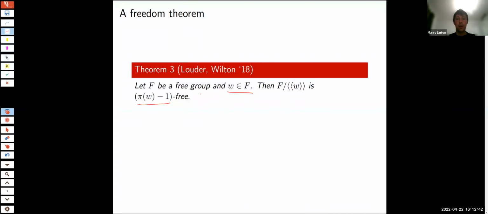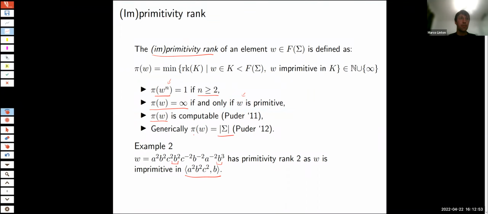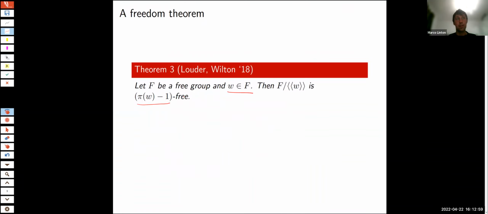So this echoes a little bit the Magnus Freiheitssatz. And in fact, while it's not really a strict generalization, if you have full primitivity rank, so your primitivity rank is equal to the size of the generating set, then you recover the Freiheitssatz, right? And moreover, they also reprove the Freiheitssatz in their paper. It's a very nice proof, but not using this theorem.